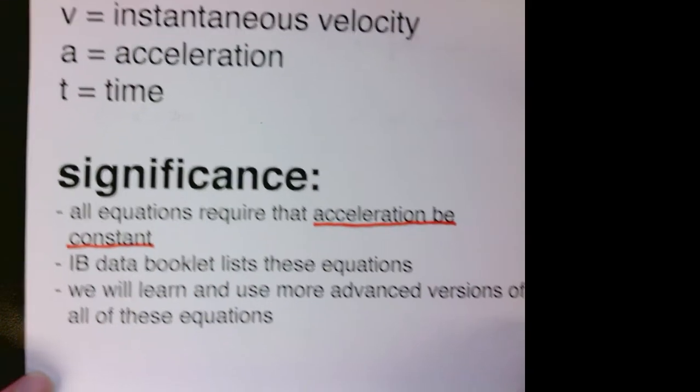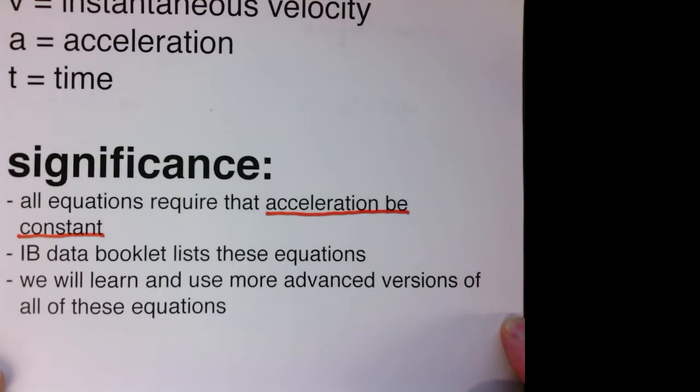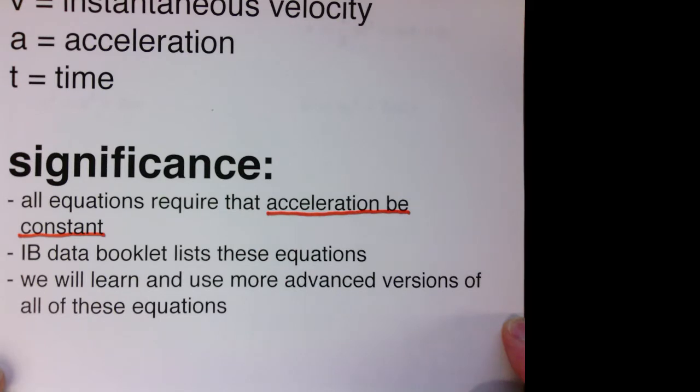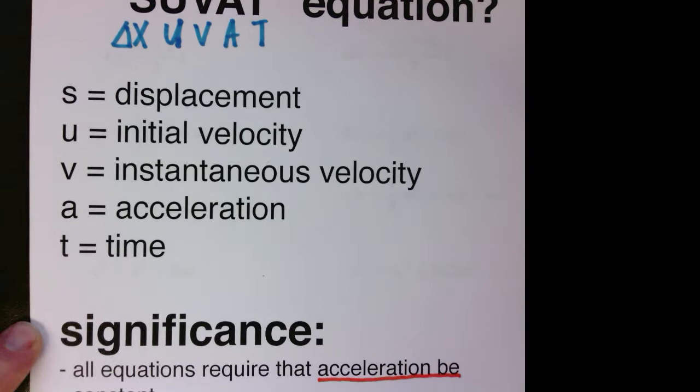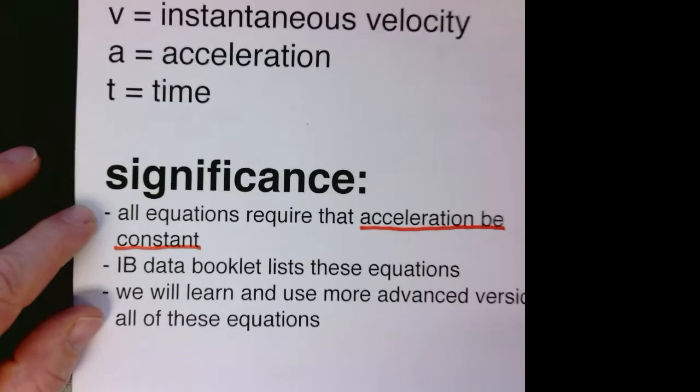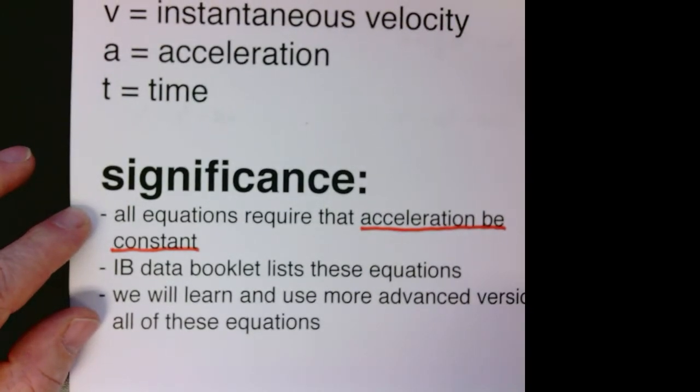In this lesson and throughout the course, we will learn more advanced versions of all of these equations. I will teach them to you because they relate directly to HL math and calculus, and they allow for understanding kinematics with graphs. The SUVAT equations do not lend themselves to that so easily. So these are the variables: SUVAT, significance, acceleration must be constant.